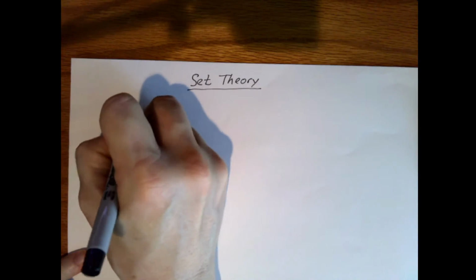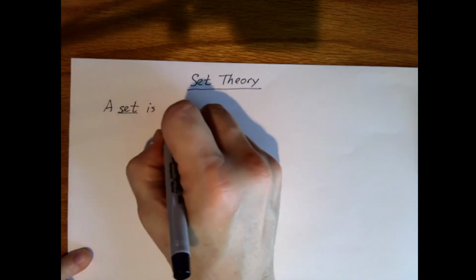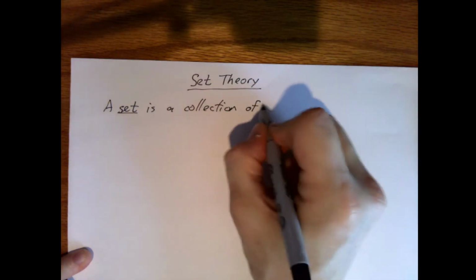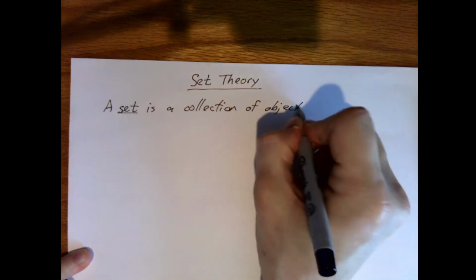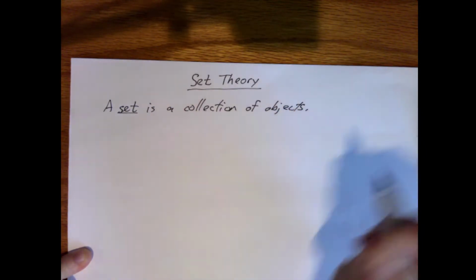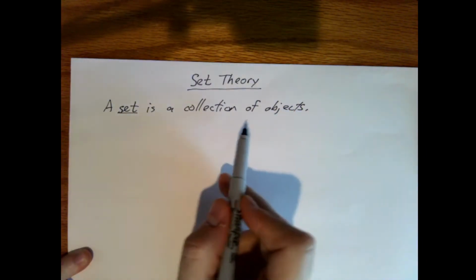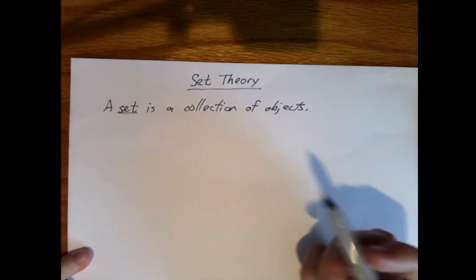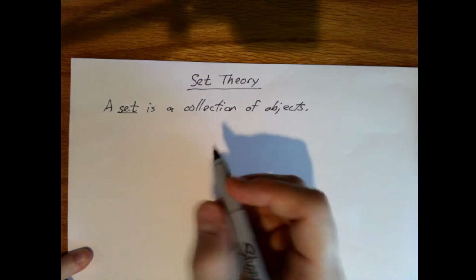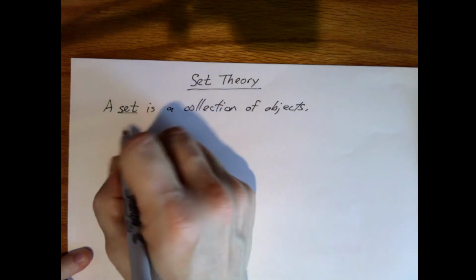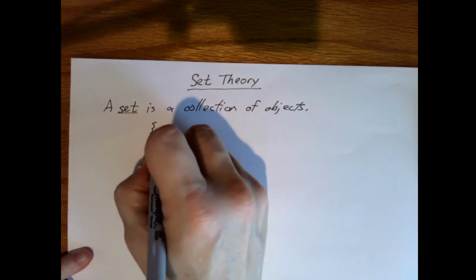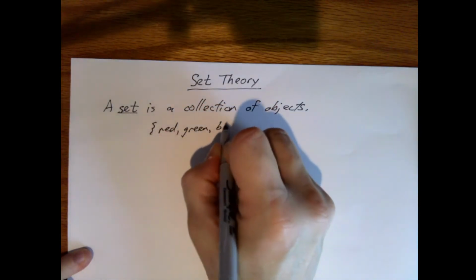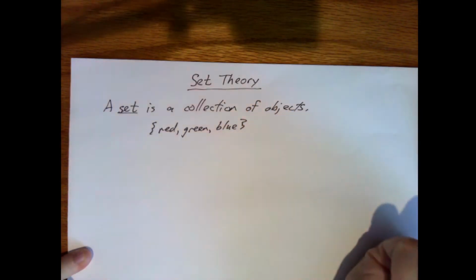A set is a collection of objects. Now typically those things in the set will be related in some form, or they share some property. So like you might have a set of colors, right? We'll see various ways to represent a set, but it might be something like red, green, blue. That would be a set.